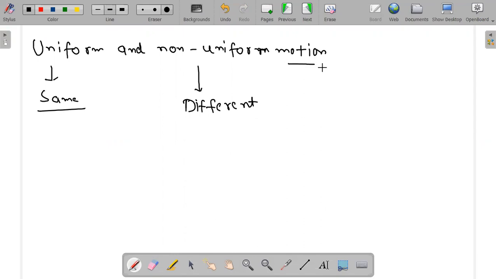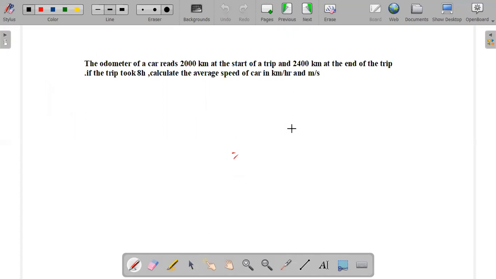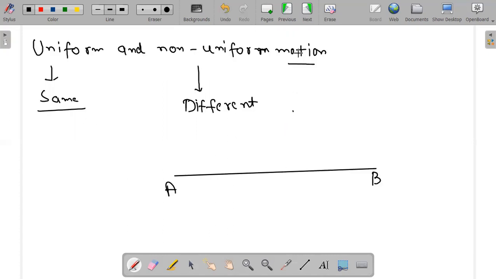You know what is motion? When any object moves from one place to another place, from A to B. If any object moves from A to B, it is known as motion. Any object changes its position with respect to time, this is known as motion. So uniform motion and non-uniform motion. Now, first of all, I want to give you one example.